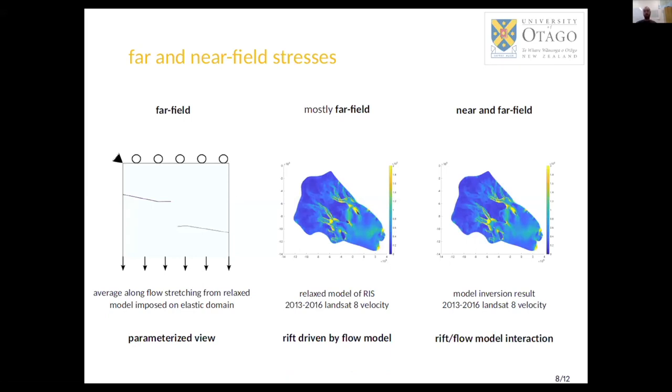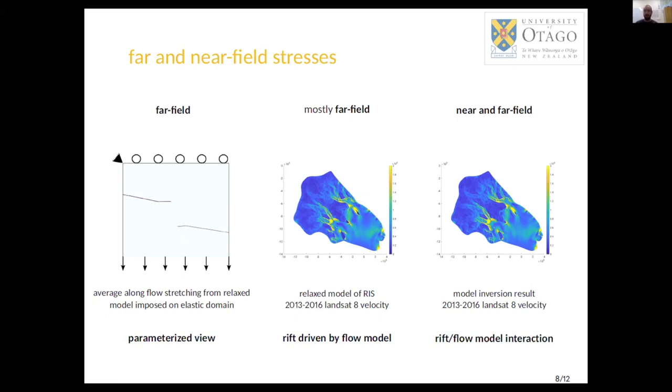Okay, so there's still a lot of choices to make about how we apply this approach. First, I'd like to explain a little of what I mean by far field and near field stresses. By far field we mean the main glaciological stresses that result from gravity pulling on the ice and the macro scale geometry of the ice shelf. And by near field stresses, we mean perturbations to the stress field that are due to localized events, so a discontinuity such as a rift or heterogeneity in the material properties of the ice shelf.